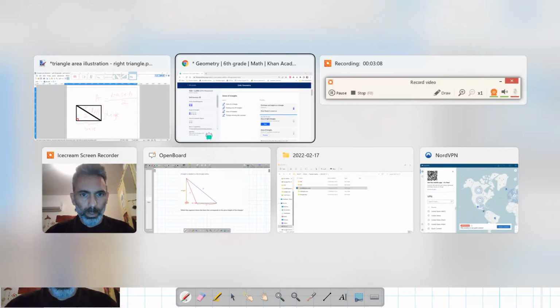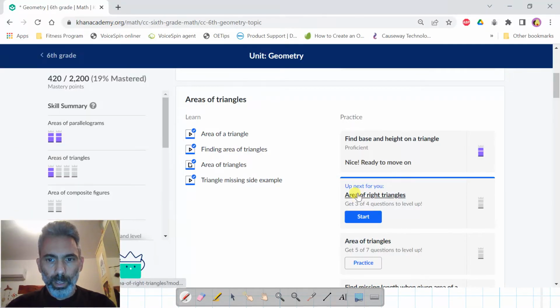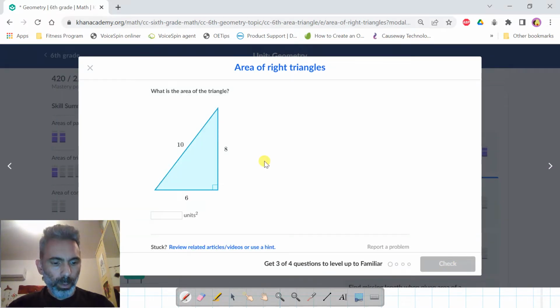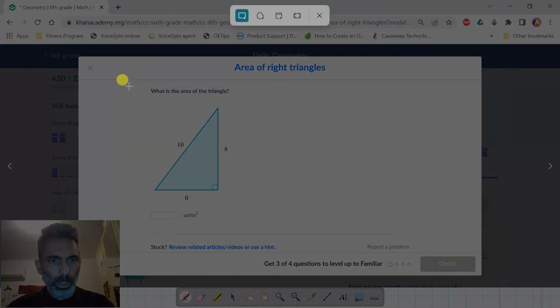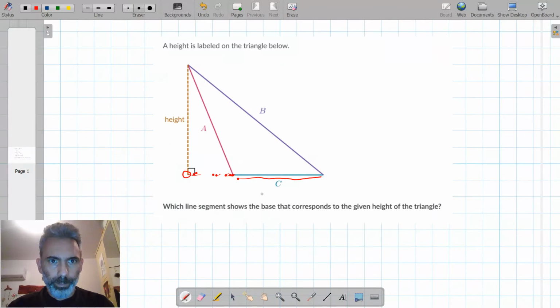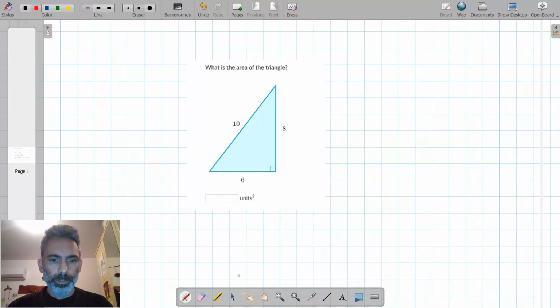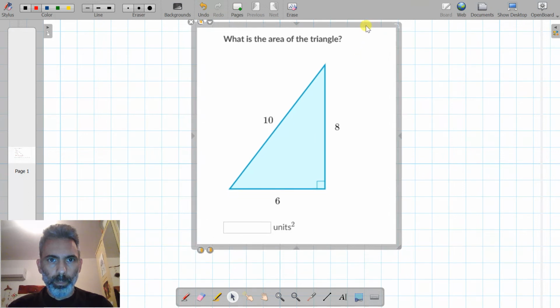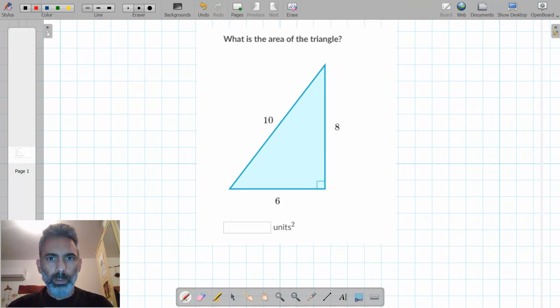So now let's do the practice. Area of right triangles. Okay, so let me copy the question to the board. What is the area of the triangle?